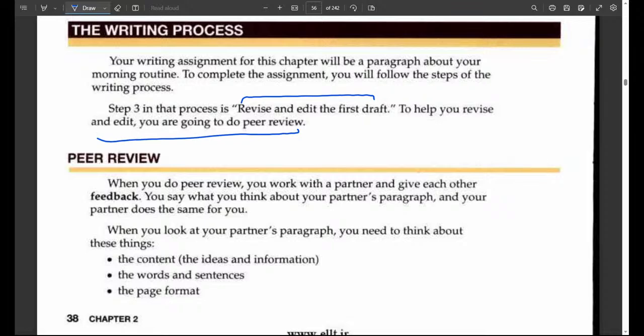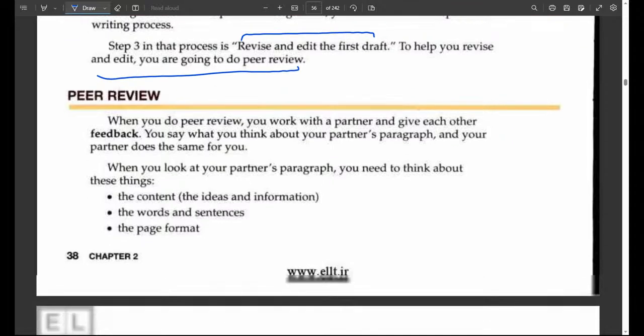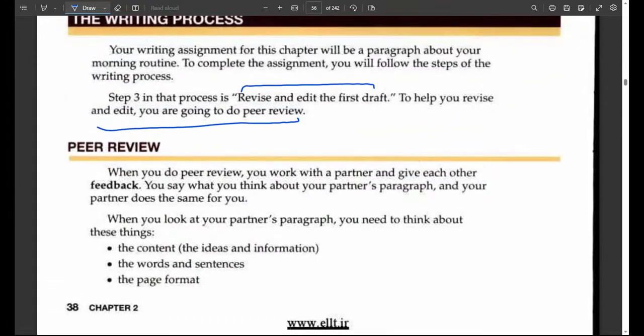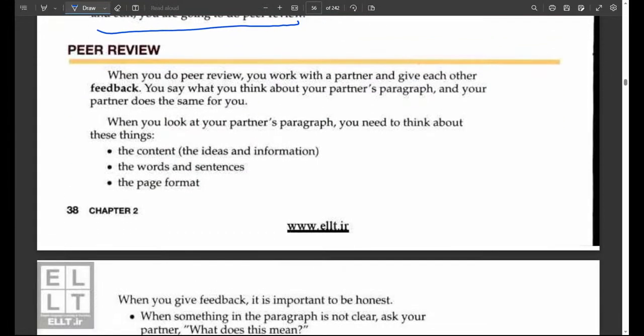So what is peer review? When you do a peer review, you work with a partner and give each other feedback. You see what you think about your partner's paragraph, and your partner does the same for you.